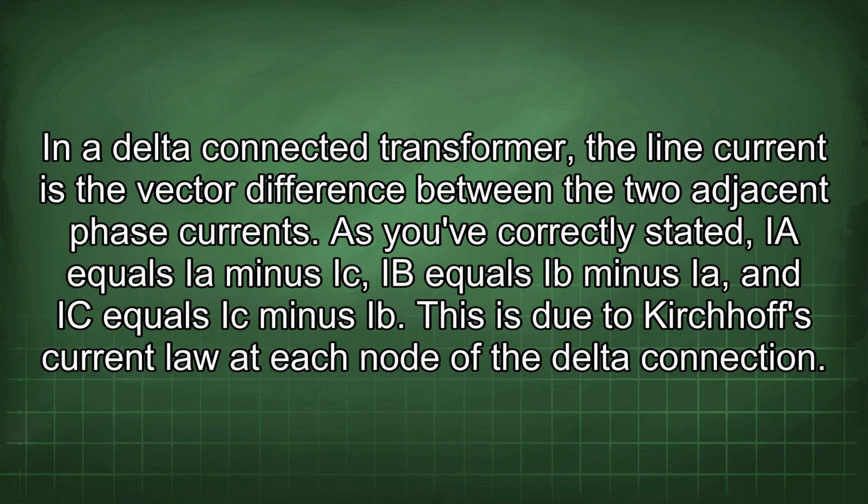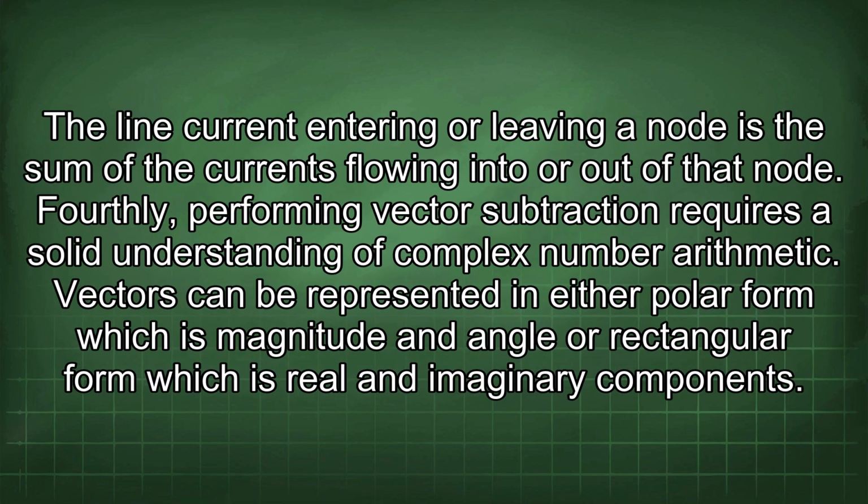As you've correctly stated, IA equals I minus IC, IB equals I minus IA, and IC equals IC minus IB. This is due to Kirchhoff's current law at each node of the delta connection. The line current entering or leaving a node is the sum of the currents flowing into or out of that node. Fourthly, performing vector subtraction requires a solid understanding of complex number arithmetic.